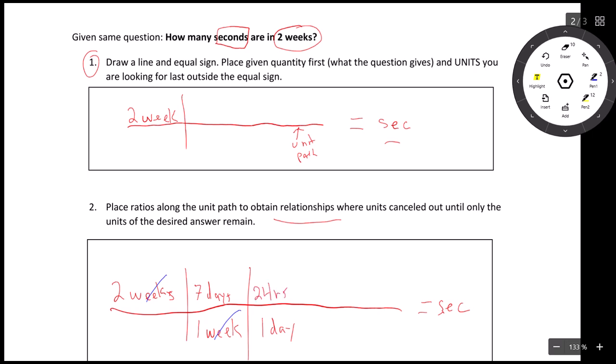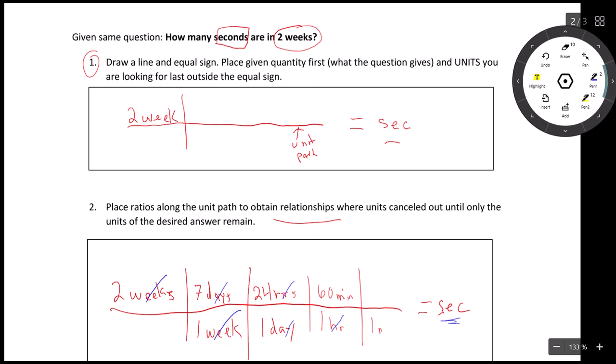Let me do that as HRS for hours. And now again, notice that days cancel out. I'm left now with units of hours, but I want seconds. So let me do another one. Let me say, okay, well, 1 hour is equal to 60 minutes. And I know again that my hours cancel out and I've got minutes, but I still need seconds. So one last one should do it.